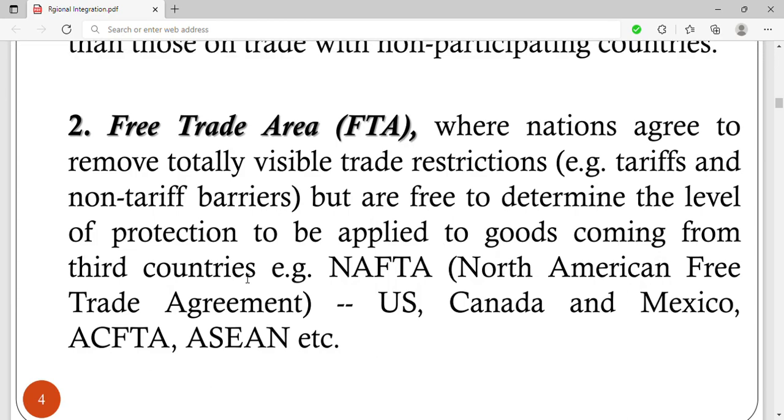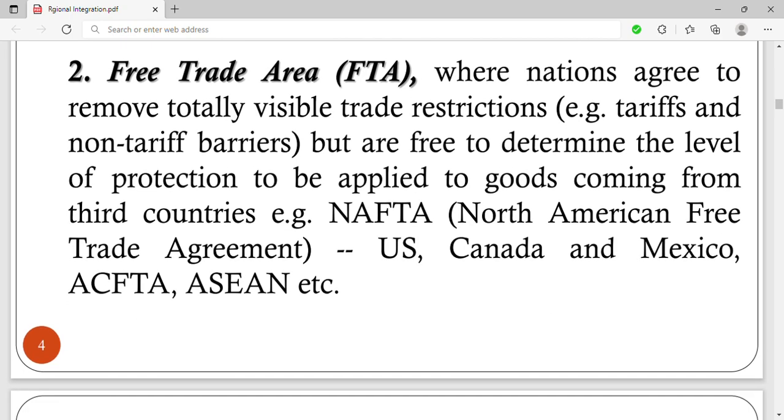But the restrictions are applied on the countries that are not within the integration, for example, the North American Free Trade Agreement, USA, Canada, and Mexico, and other regional integrations. So here in FTA, they remove all the visible trade restrictions, which can be tariff restrictions and non-tariff barriers. They remove all of them. In PTA, they are limited. That is the second type, free trade area.